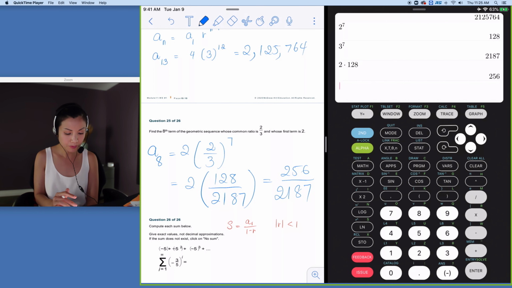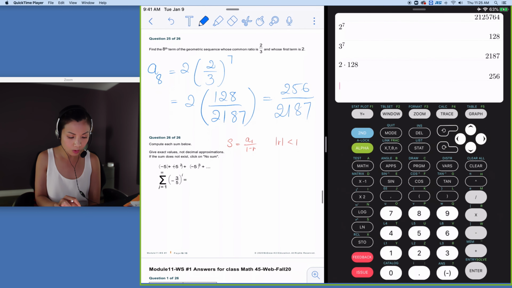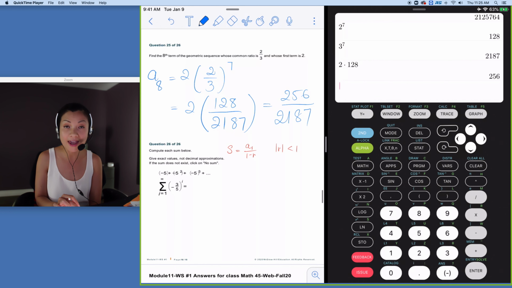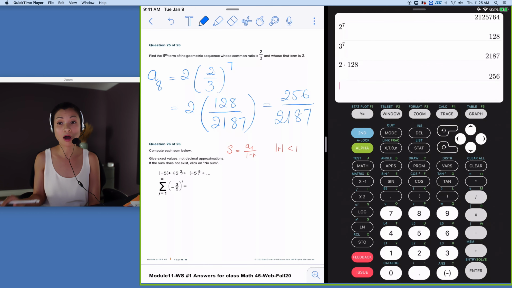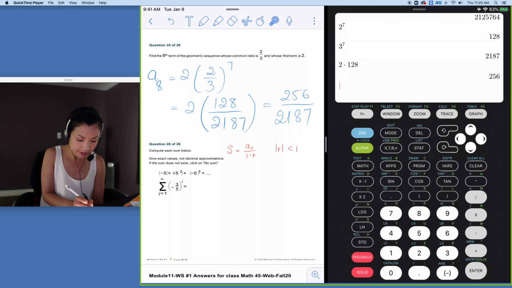Okay. All right, now moving on to what we have for infinite. So for the infinite sum, the formula is right there for you. Now, the most important thing with the infinite sum is you have to check r. You see, in this case, r is -5.